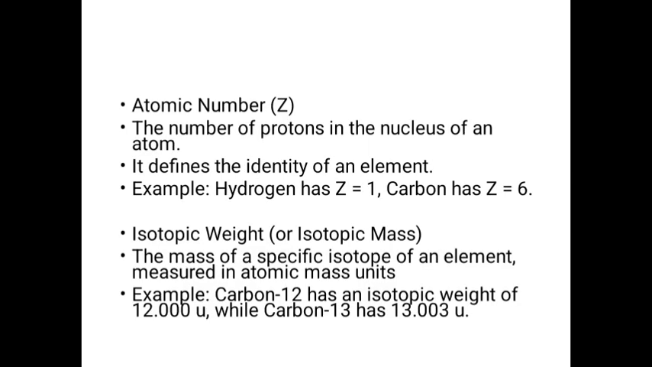Now for isotopic weight or isotopic mass, it is the mass of a specific isotope of an element, and it is measured in atomic mass units. For example, carbon has some isotopes, like carbon 12 and carbon 13. The isotopic weight of carbon 12 is 12 atomic mass units, and the isotopic weight of carbon 13 is 13.003 atomic mass units.